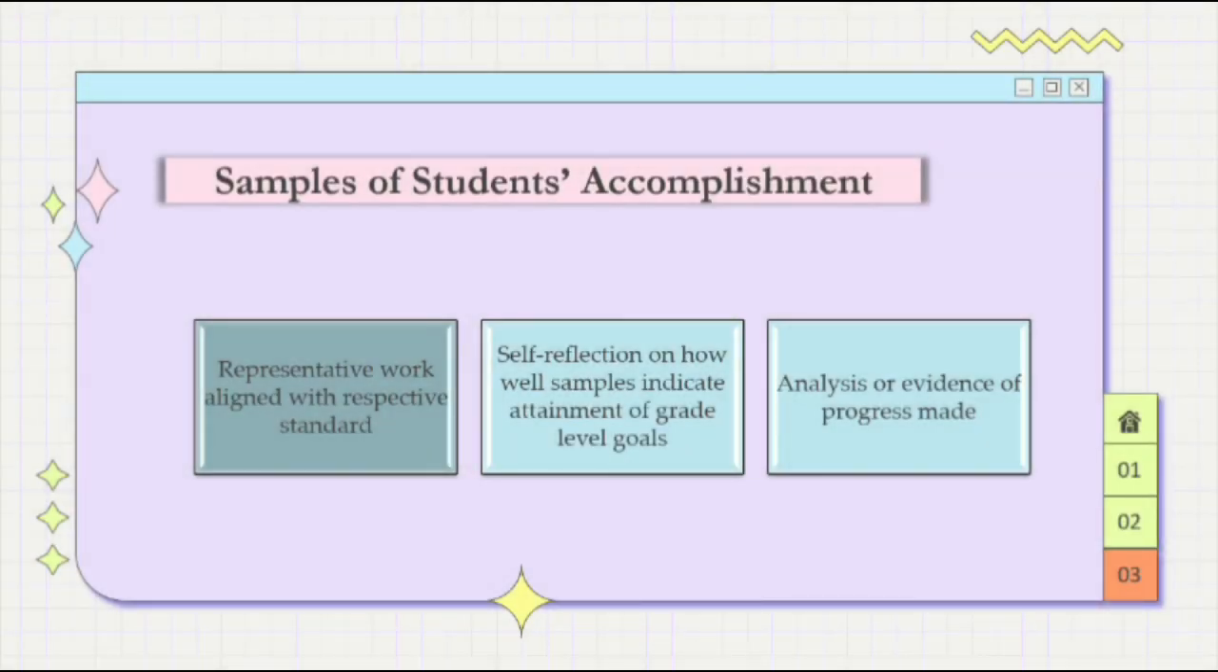So what are the samples of students' accomplishment under this type of portfolio? So first are the representative sample work aligned with respective goals or standard. The self-reflection on how well samples indicate attainment of course, grade level goals, standards of objective, and it could also include the analysis or evidence of progress made towards standard over the course of the semester of the year.